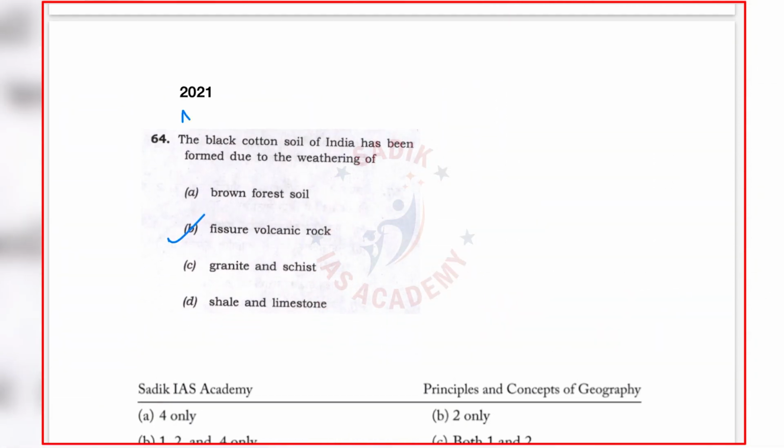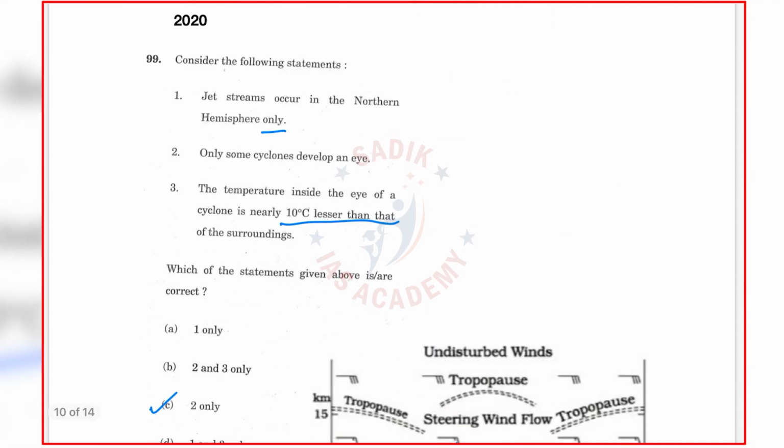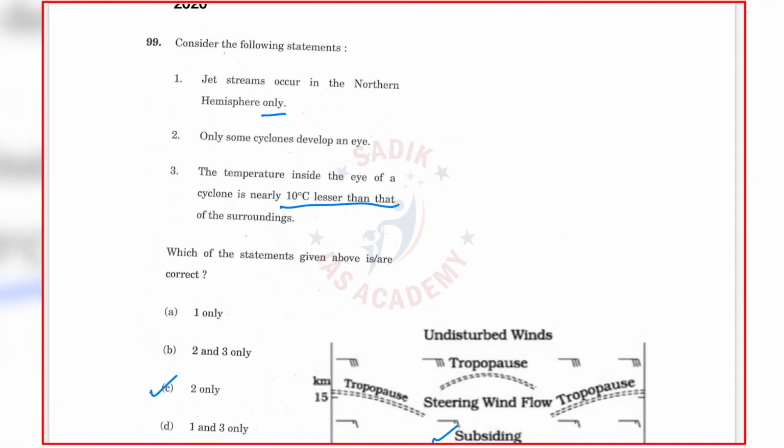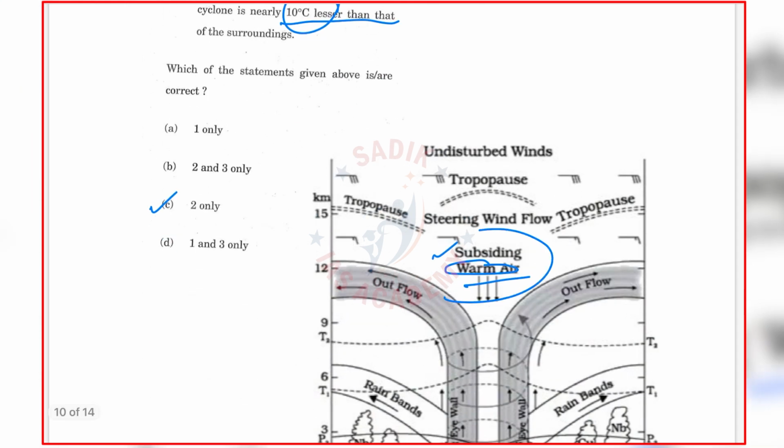Again, see, black soil is a cotton soil. It develops fissures in volcanic regions. We have given regur soil, black soil. So everywhere, if you read the book, the fundamentals are coming. Again, you see jet streams. We have spoken about the jet streams. Okay, here, the temperature inside the eye of the cyclone is 10 degrees lesser. No, we can say it's warm air, higher, rising warm air, not lesser, higher.